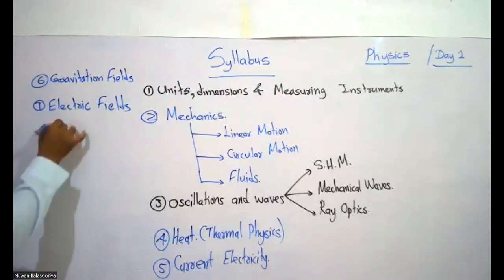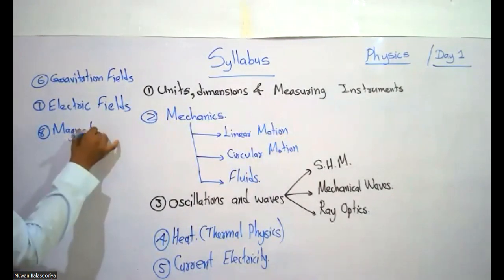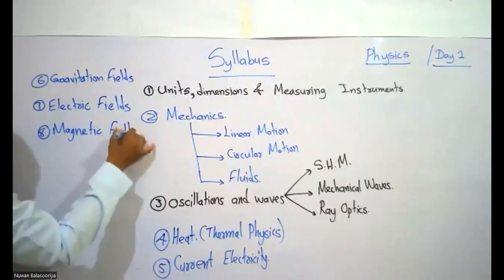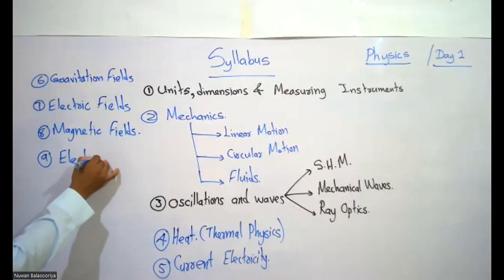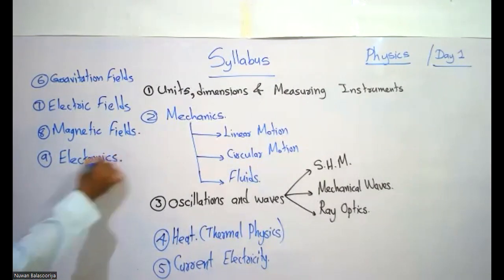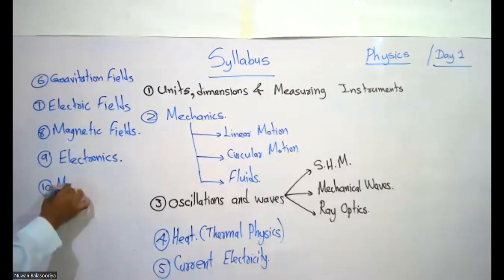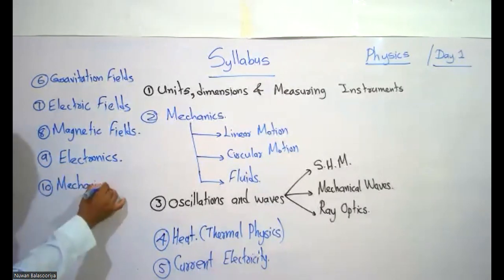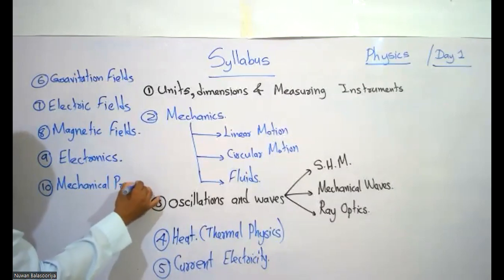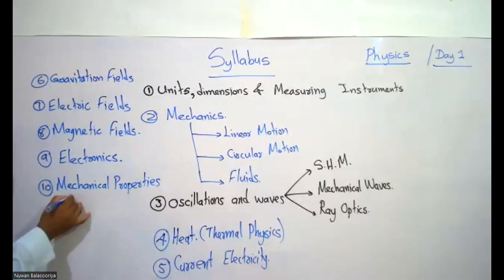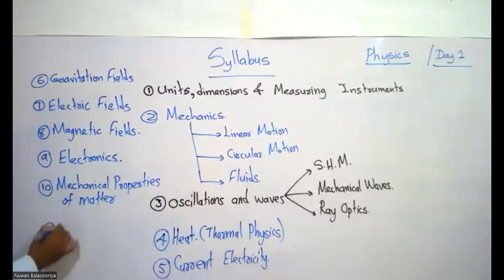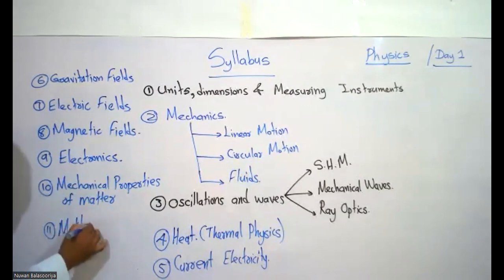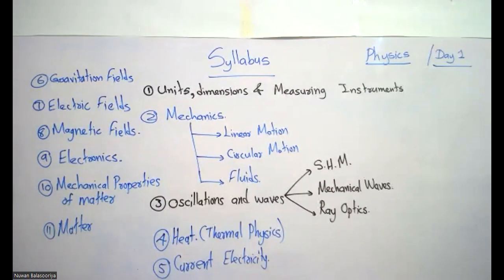Lesson number 8 is magnetic field. Lesson number 9, electronics. Lesson number 10, mechanical properties of matter. Finally, the last lesson in the syllabus is matter and radiation.